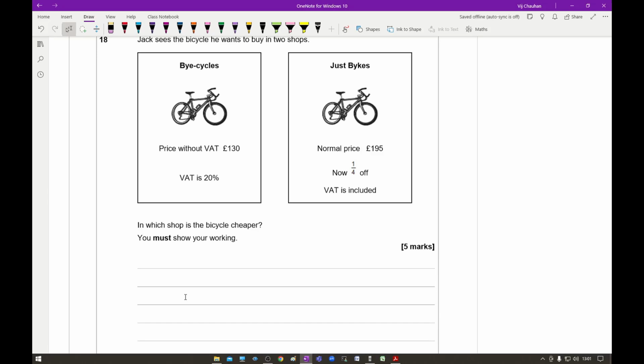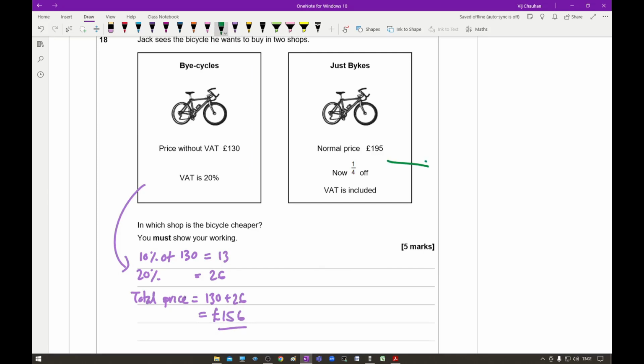So for this, what I need to do is actually work out each of the amounts separately. So for the first one, we need to add 20%. So we need to, first of all, work out 10% of 130, which is 13. So 20% is going to equal 26. So the total price is going to be 130 plus 26, which is £156. Then for Just Bikes, what we need to do is take a quarter off. So here we just need to do 195, and depending on how you want to do this, we need to divide this by 4 and times this by 3 because you're paying for 3 quarters.